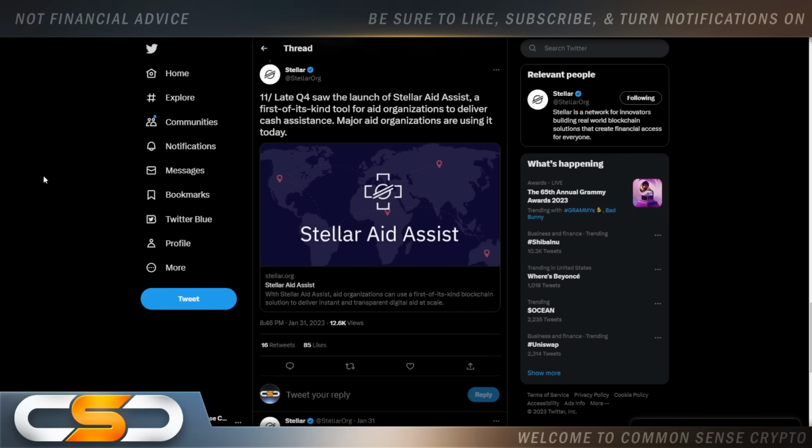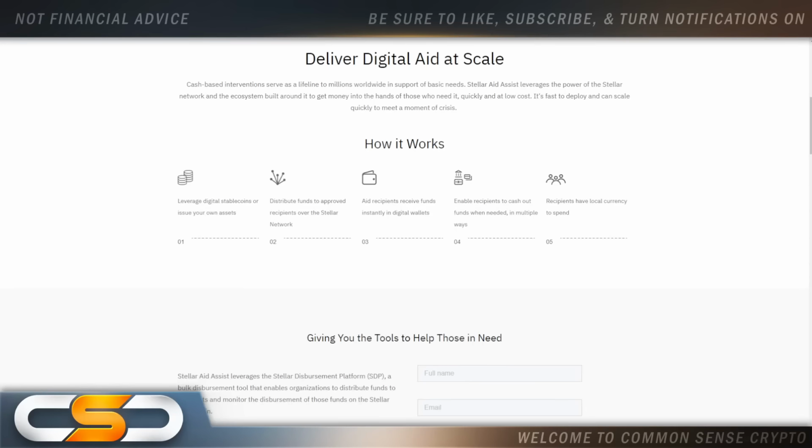Late Q4 saw the launch of Stellar Aid Assist, a first-of-its-kind tool for aid organizations to deliver cash assistance. Major aid organizations are using it today. We've seen this utilized as far as the Ukraine. I believe other countries are going to use this in the future. This puts XLM and Stellar in the global spotlight. That's what's great about this.